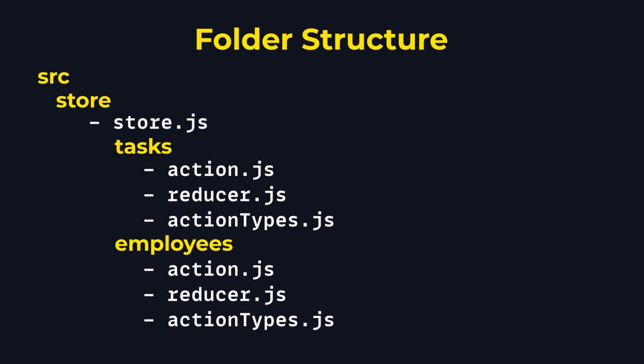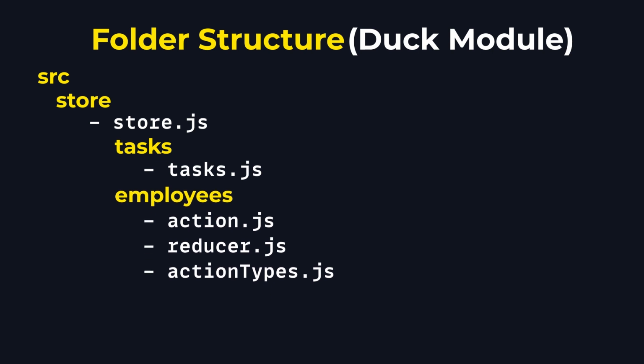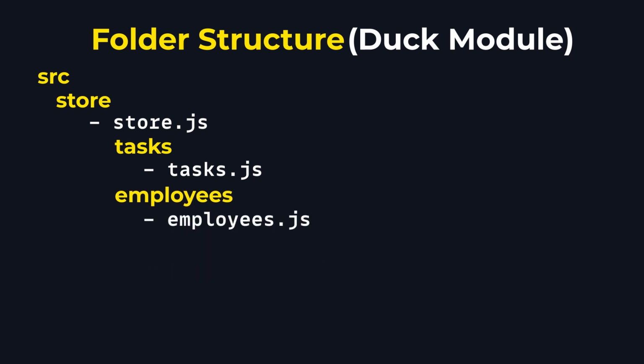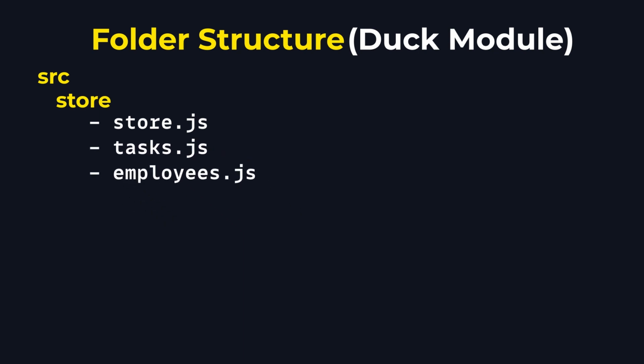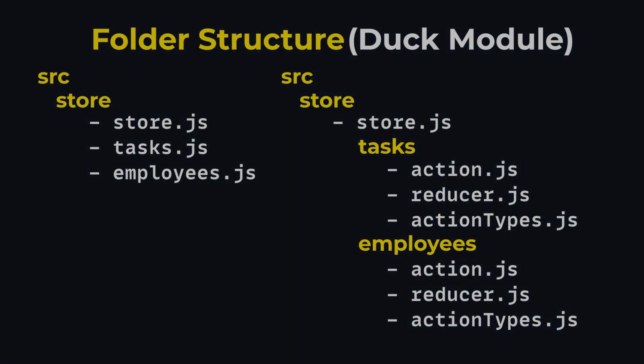So in this case, we have one solution which is the duck module approach. In this approach, we place all these 3 files' code into one single file and give it a name task.js. Now if we want to change something, then we have to change it only in one file. So that's why we don't need these folders. We directly place these files in the store folder. If you don't want to place code in one file, you can also use the old structure. It's totally up to you. So in the next lesson, we will see how to implement this duck module approach.